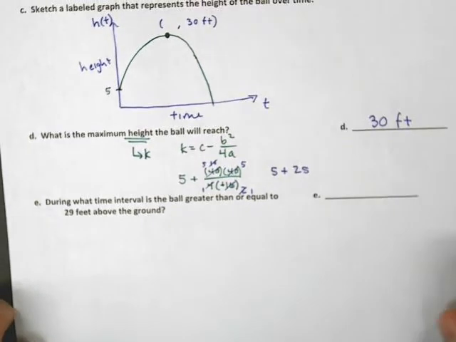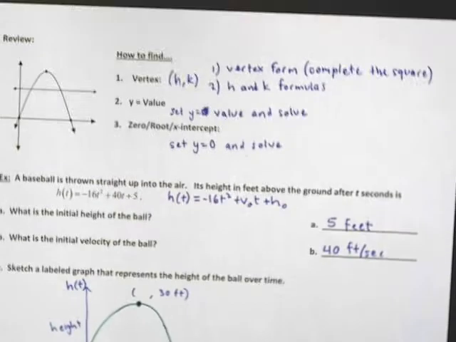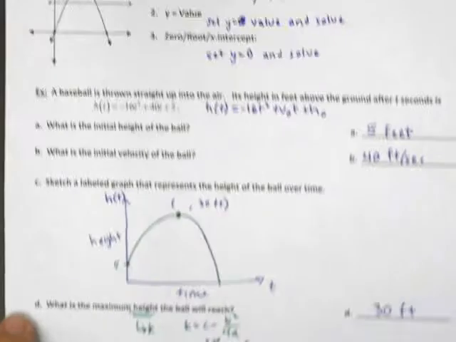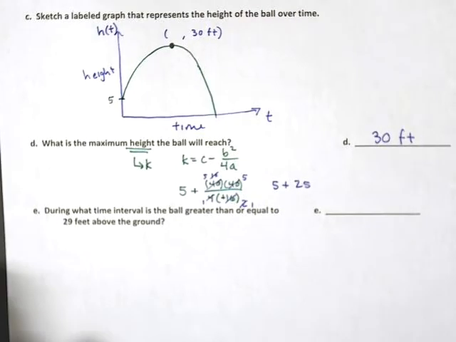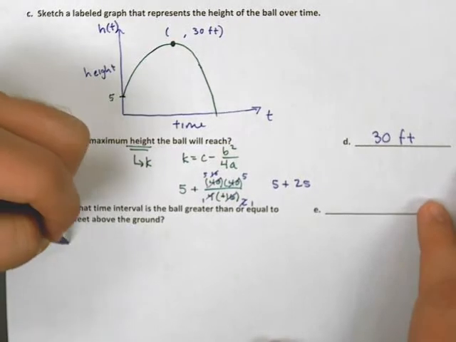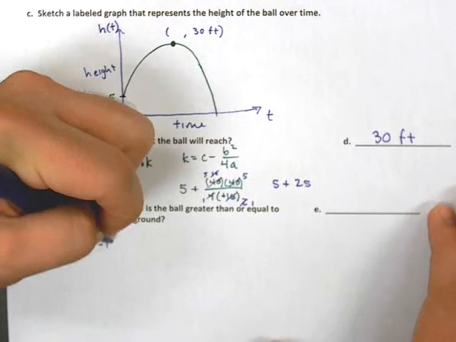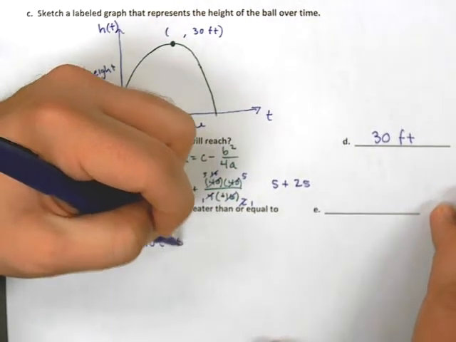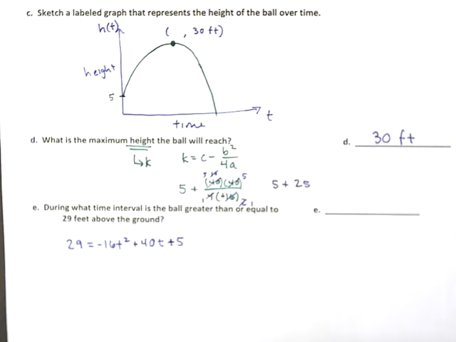E is a good example of number 2 from our review. I'm giving you a specific height that I need to figure out some information about, okay? So, this is what we are going to do. We are going to say that we want our height to be 29. So, height needs to be 29. We set it equal to our function. What was it? 40t plus 5, okay? And we need to solve this, okay?